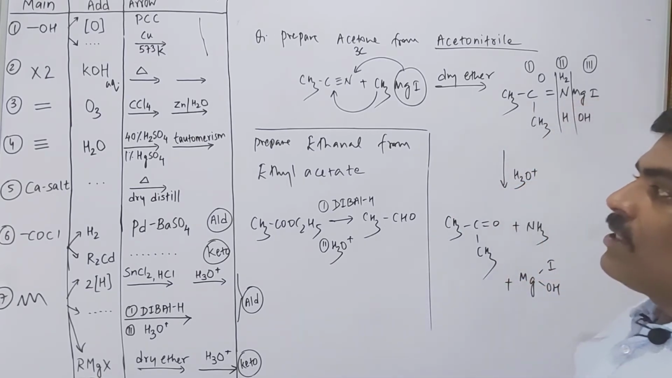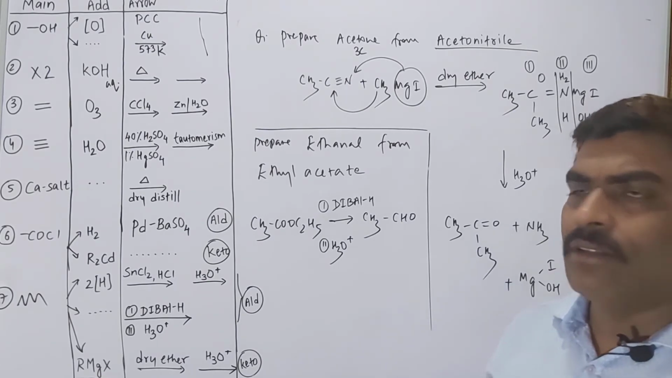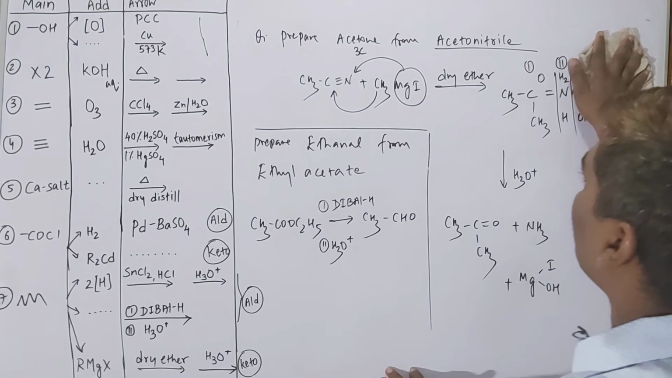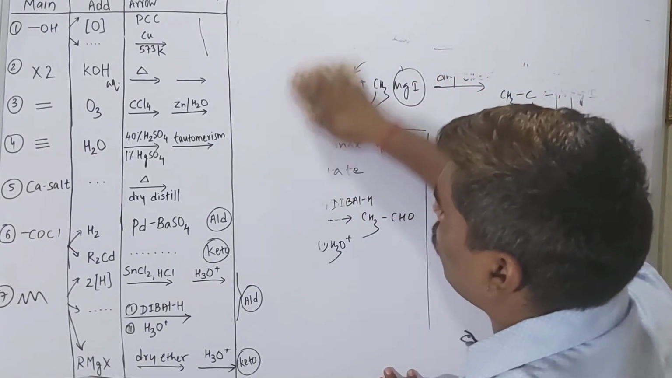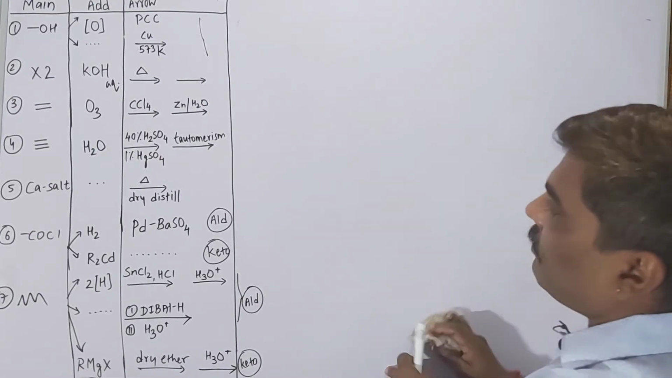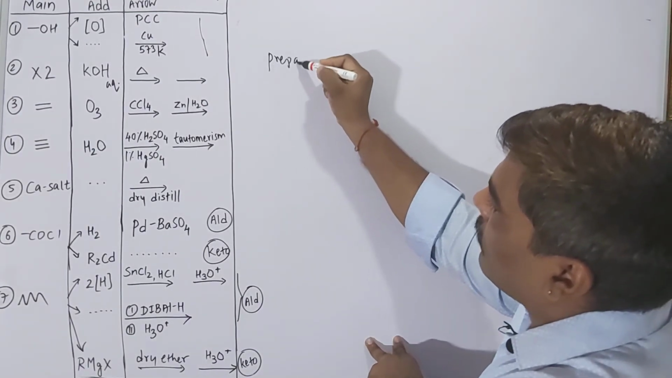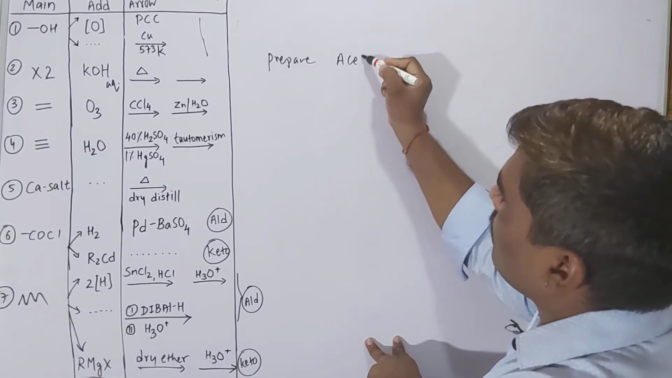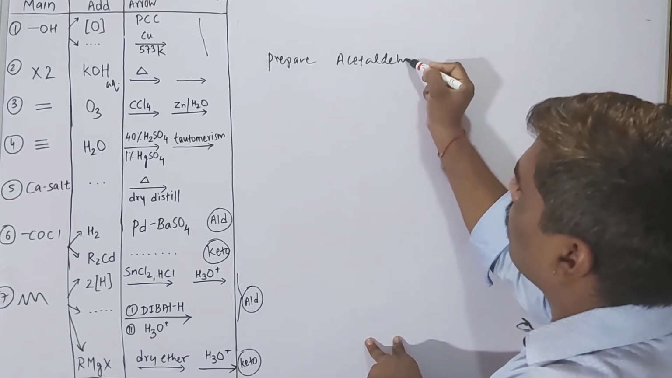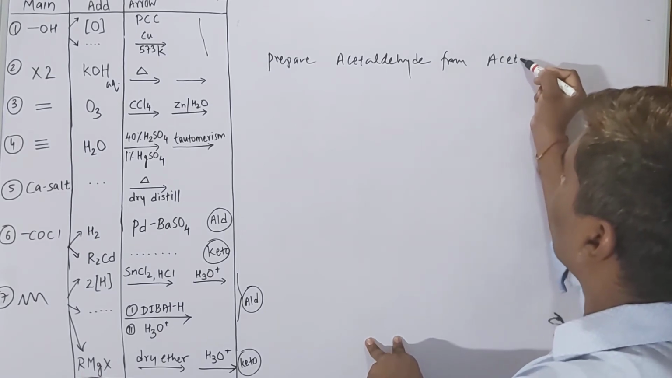Okay, so now the double bond and triple bond part is remaining, which we have already done in 11th, but then also we'll see the reaction, how to write it if it comes. Suppose the question is to prepare acetaldehyde from acetylene.